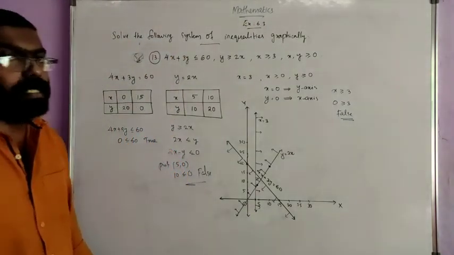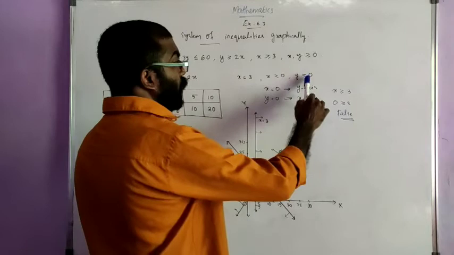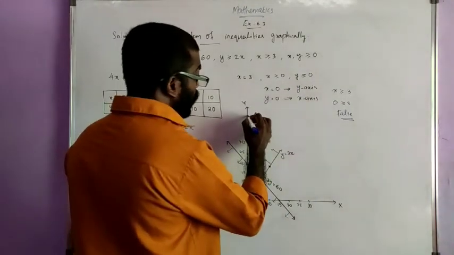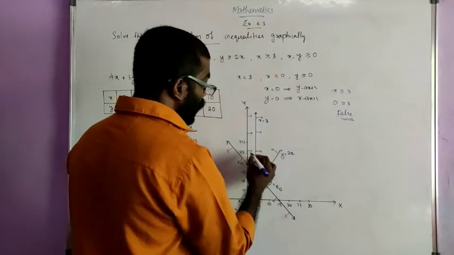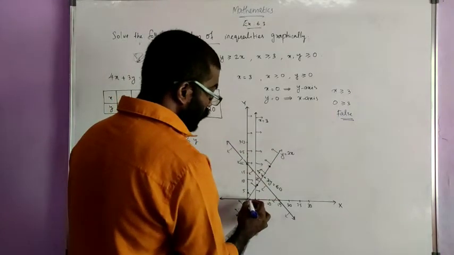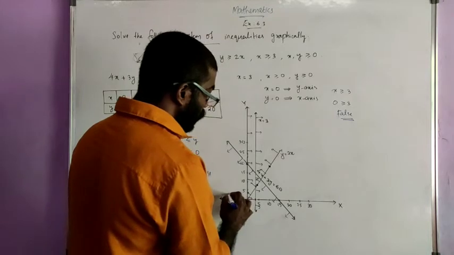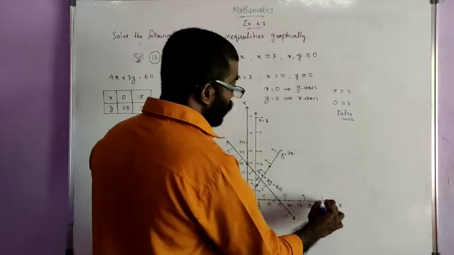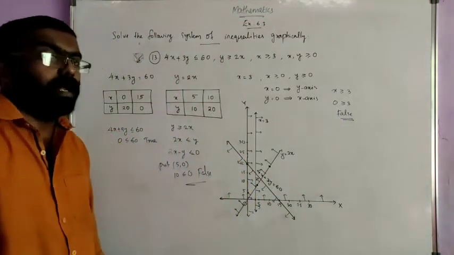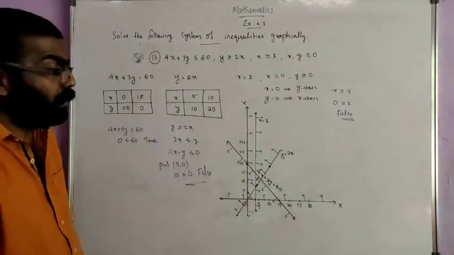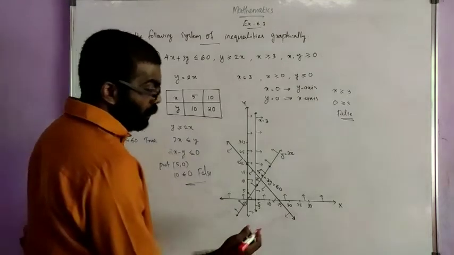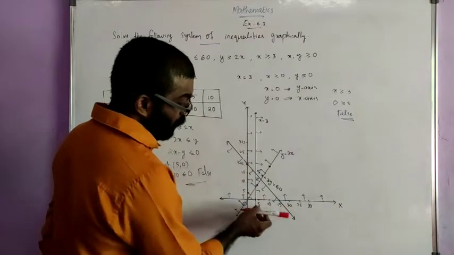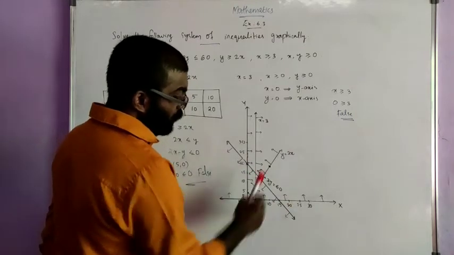And the last part is x greater than or equal to 0 and y greater than or equal to 0. That means the right side of the y-axis and the upper part of the x-axis. Okay. Now we have to identify the common region: lower part of this line, right side of this line, upper part of the x-axis, right side of the y-axis.